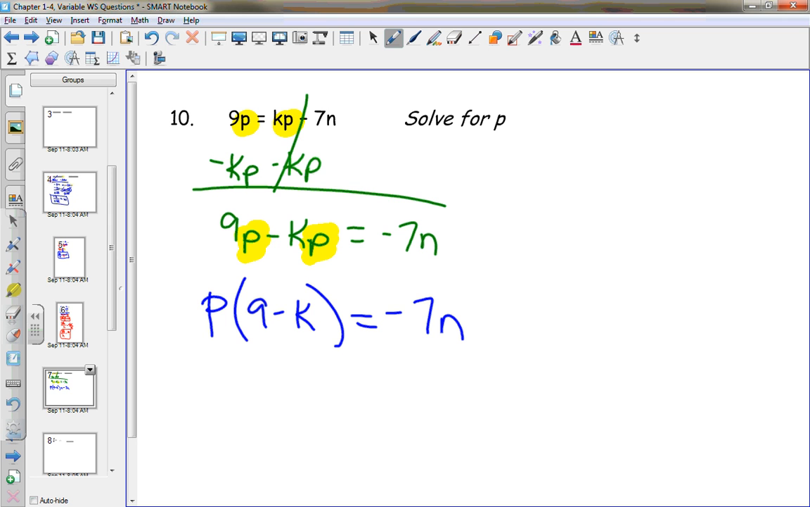Opposite, they just undo each other. The opposite of addition is subtraction. The opposite of multiplication is division. You constantly have to ask yourself, what's the opposite of how they're attached?